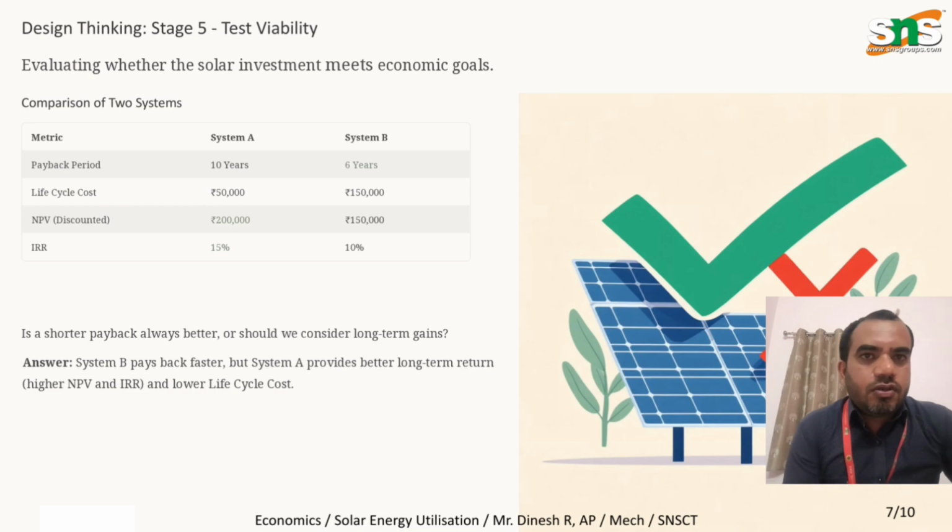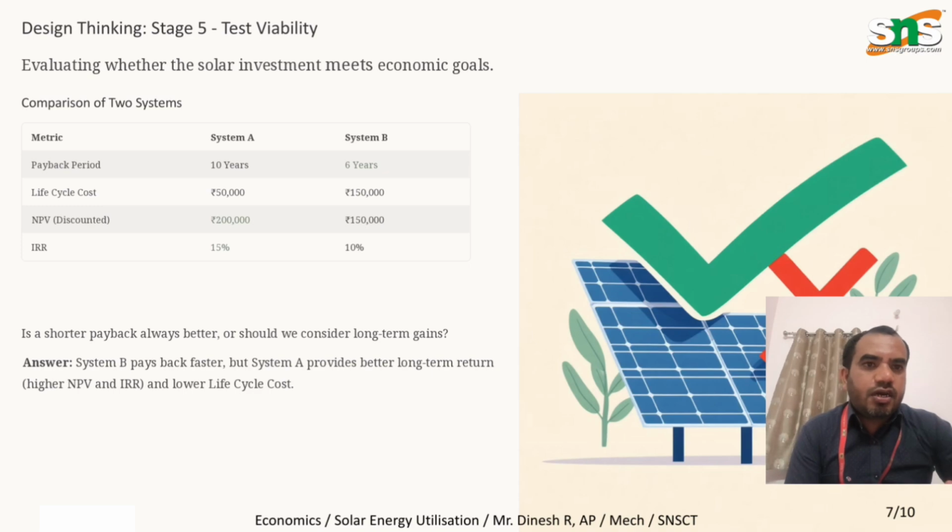So this is the test, evaluating whether the solar investment meets economic goals. For example, we have two systems, let's name them A and B. The payback period is 10 years for one and 6 years for the other. The life cycle cost is 50,000 here and 1,50,000 there. Then the NPV is 20,000 here and 1,50,000 there. The IRR is 15% for system A and 10% for system B.